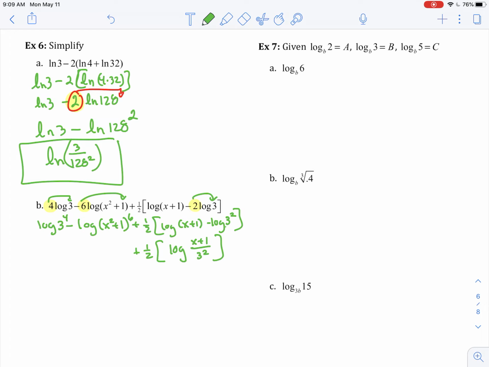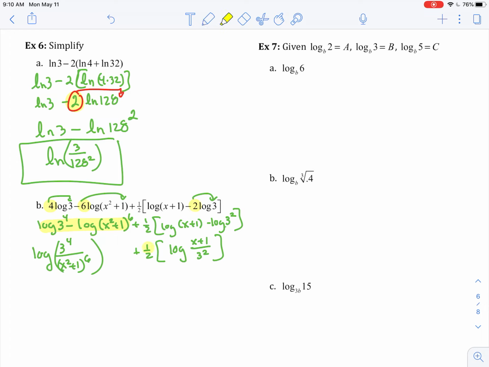If I look at these two terms here, we also have subtraction of 2 logs, same base, which means we were looking at one word of log, and again, division, because when we are dividing with one common base, we subtract our exponents. So we can go backwards, and the log of 3 to the 4th divided by x squared plus 1 to the 6th.